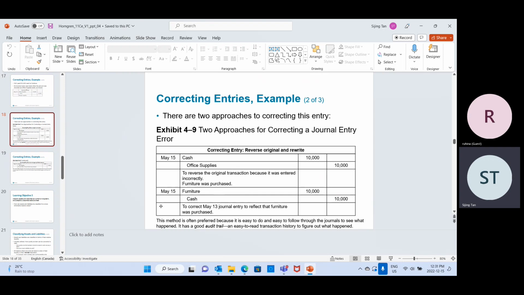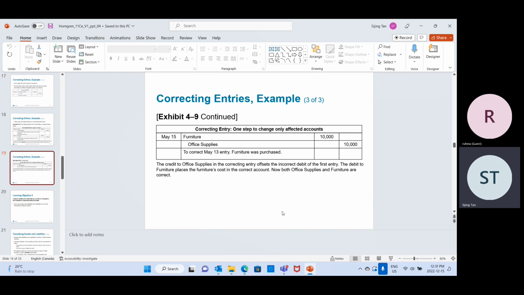This method takes quite a lot of steps, but it gives a very clear audit trail. It's easy to read, and it's a history that shows what happened. So when auditors, internal or external, come in and see those journal entries, they know exactly that the wrong entry recorded office supplies instead of furniture. That's why we reverse the wrong journal entry and then record the correct one again. So that is the first approach.